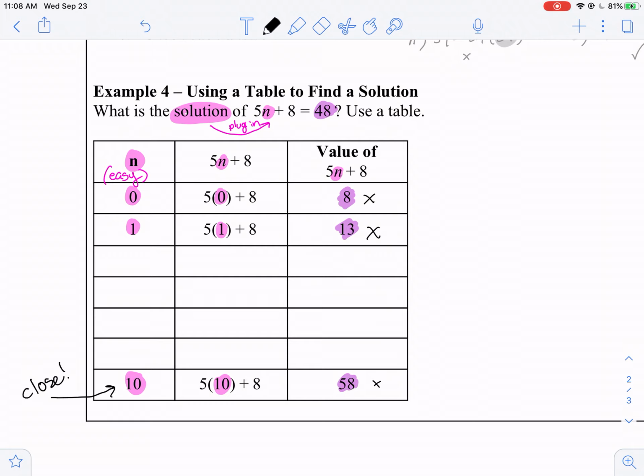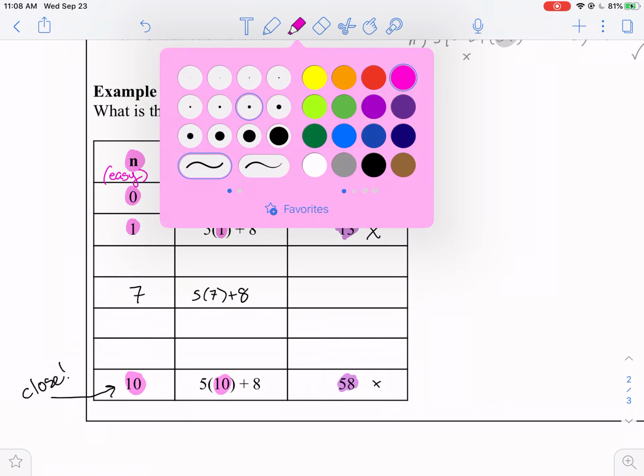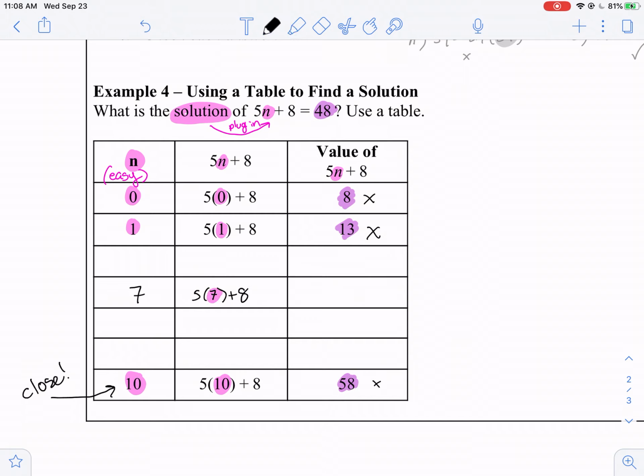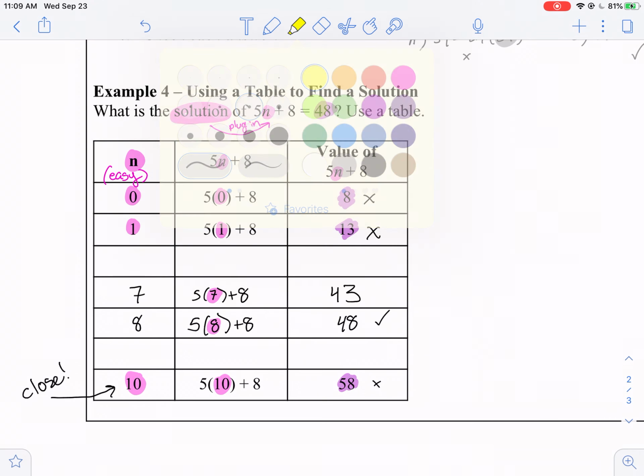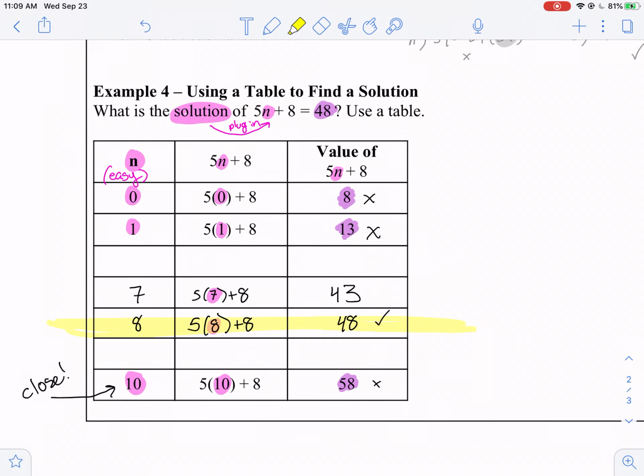So we need to pick a number close to 10, but not quite. We could do 7, for example. If we plugged 7 in, that would give us 5 times 7 plus 8. So we take our 7, plug it in for n. That gives us 35 plus 8, which is 43. Ooh, that's so close, but still not quite. Let's try one more. Let's go a little bit bigger. Let's try 8. 5 times 8 plus 8 is 40 plus 8. And hey, that's 48. Yes, we got it. So our solution is n equals 8.